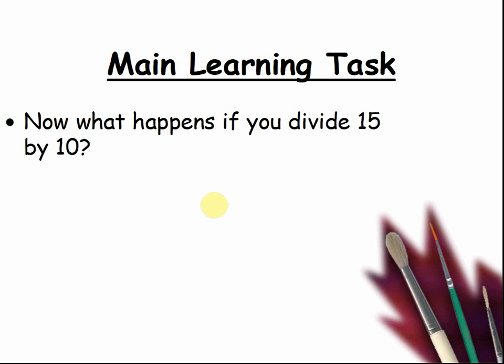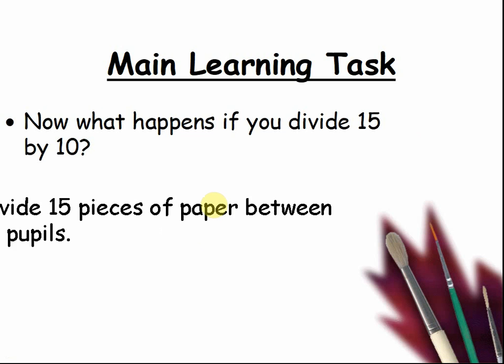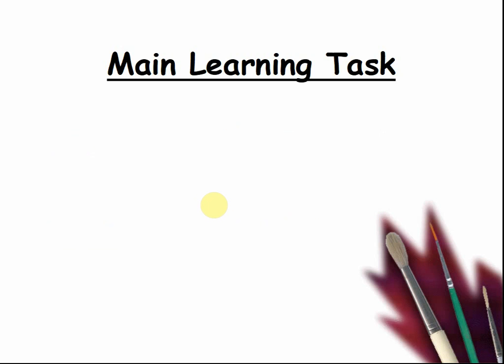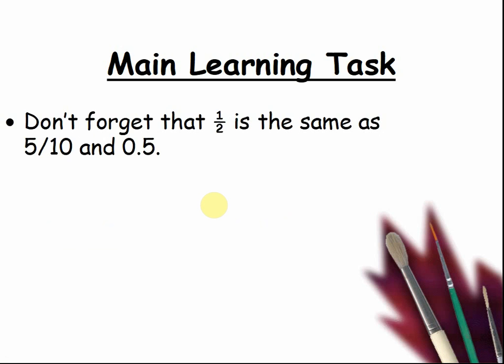What happens if you divide 15 by 10? Divide 15 pieces of paper between 10 pupils. Pause the video and complete the task. Don't forget that half is the same as 5 tenths, or 0.5.